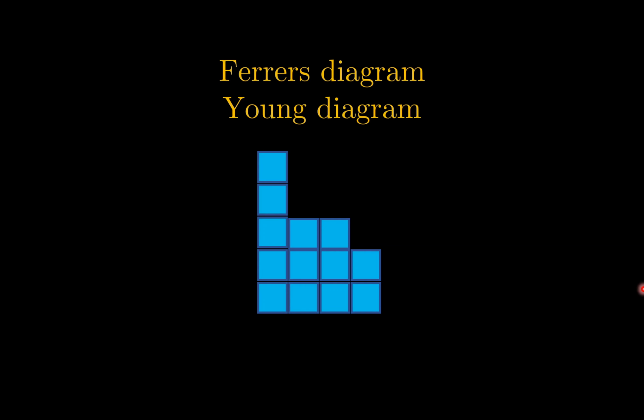Suppose you are playing with blocks and you are stacking them to form pillars. And you put several pillars side by side so that no pillar on the right is taller than a pillar to its left. In this case, we have something called a Ferris diagram or Young diagram.